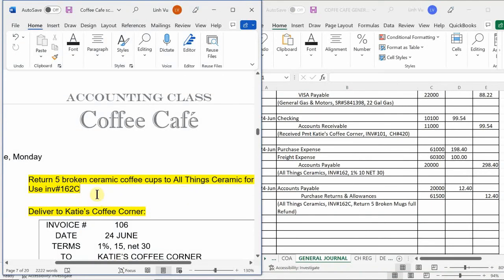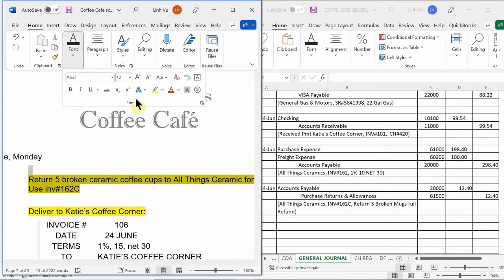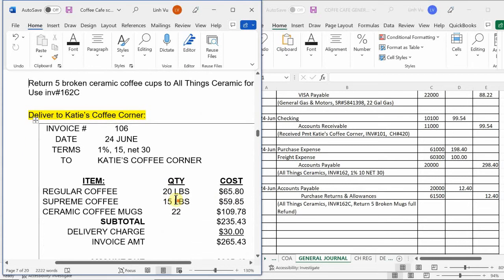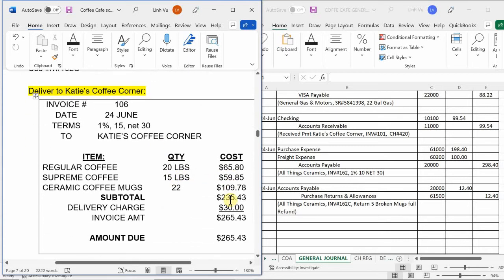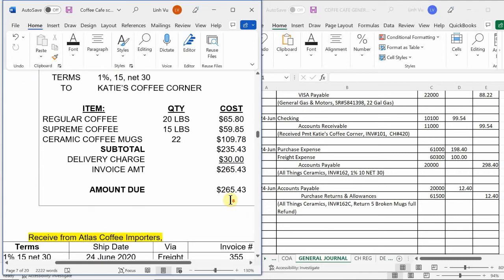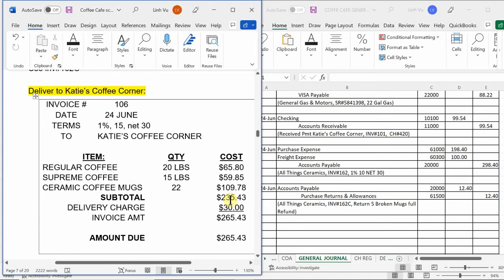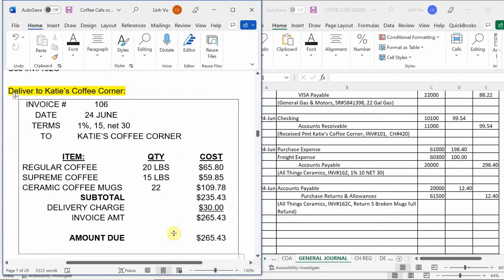So here it says that we're going to deliver to Katie on the 24th. Okay, so let's deliver to Katie, right? She ordered 20 pounds of regular coffee, 15 pounds of Supreme coffee, and 22 ceramic coffee mugs. So in grand total, she owes $265.43. And no payment, right? Because we already issued the first one and she paid that one off already. So we can go ahead and give her full terms.